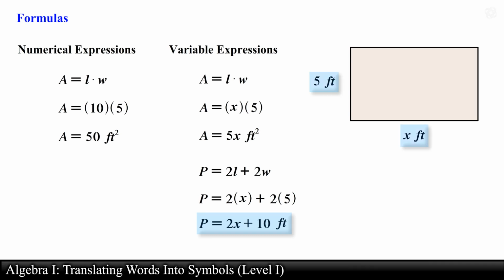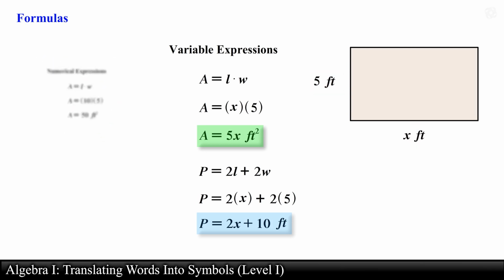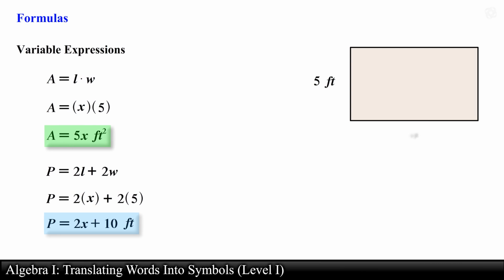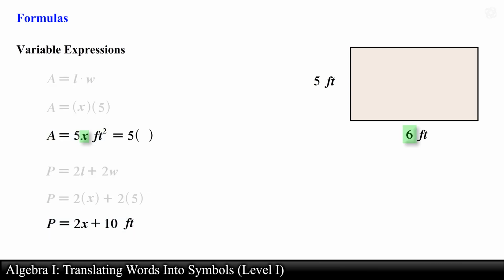The reason why we want to leave our answer in terms of the variable is because by doing this we can generate all the areas and perimeters of a rectangle with width 5 and any length that we would like to have. So if I wanted to know the area of a rectangle with width 5 and length of 6, I just take the variable expression 5x and substitute x for 6. And it turns out that it is equal to 30 square feet. In the same manner, if I wanted to know the perimeter, I take the expression 10 plus 2x and substitute x for 6, and I get 22 feet.